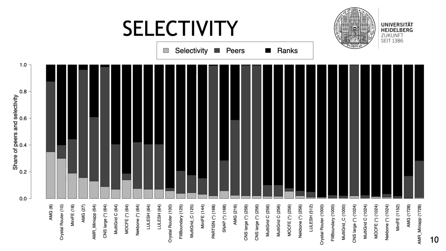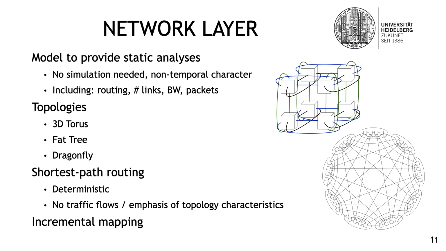Next, in the second part of this work, we are looking at the network layer. In order to do so, this requires a model to derive some basic network features. This model-based approach ensures that no simulation or replay of traces is needed. However, it also provides no temporal information. This means the results do not provide any insights about message interference, and no performance evaluations are possible with this model.